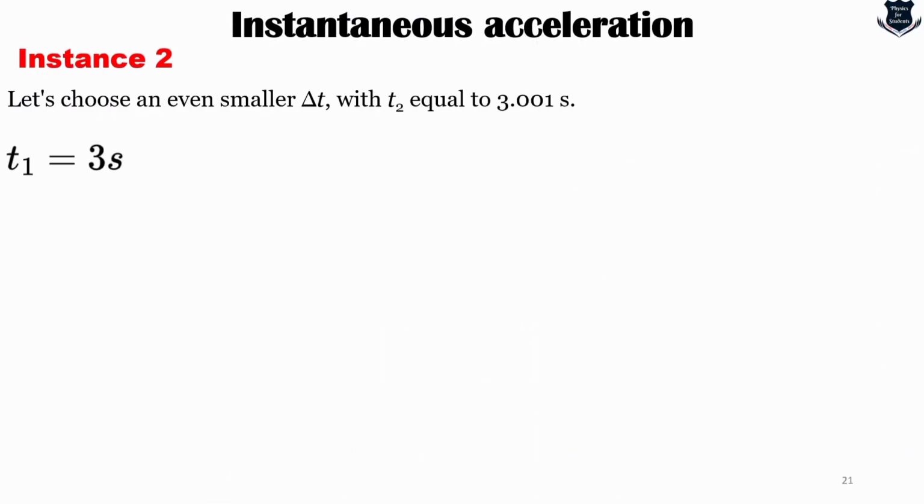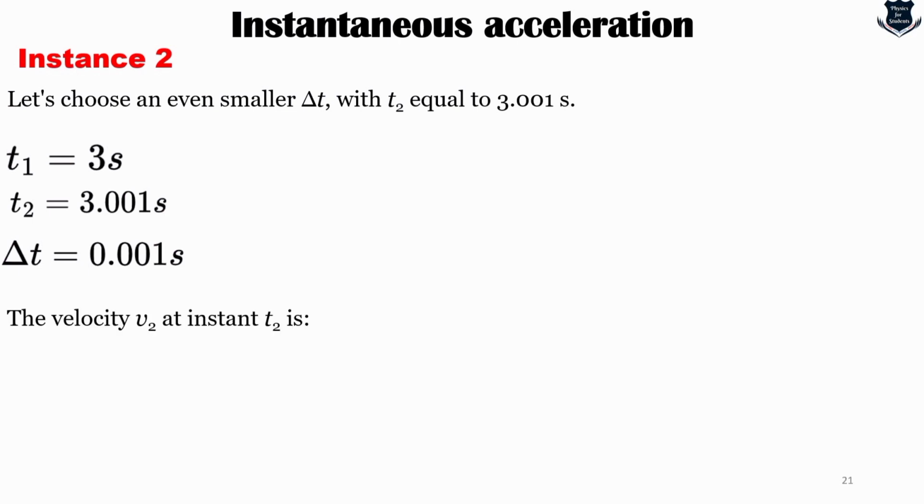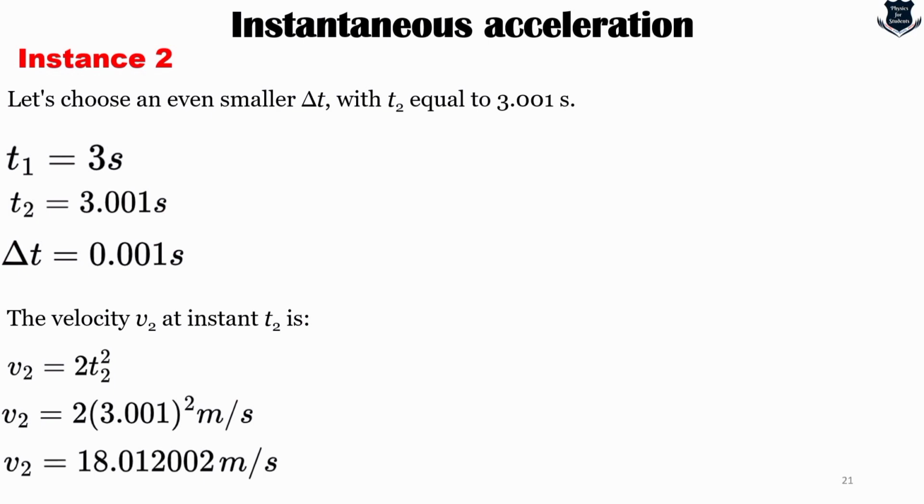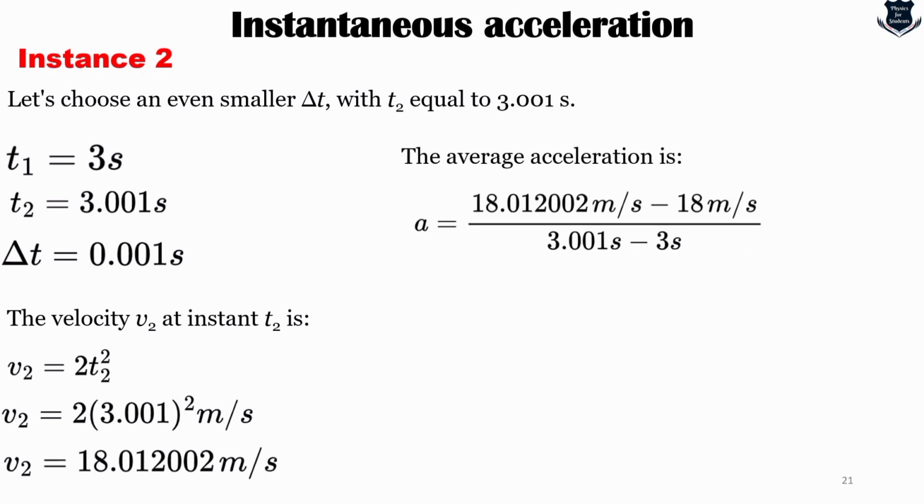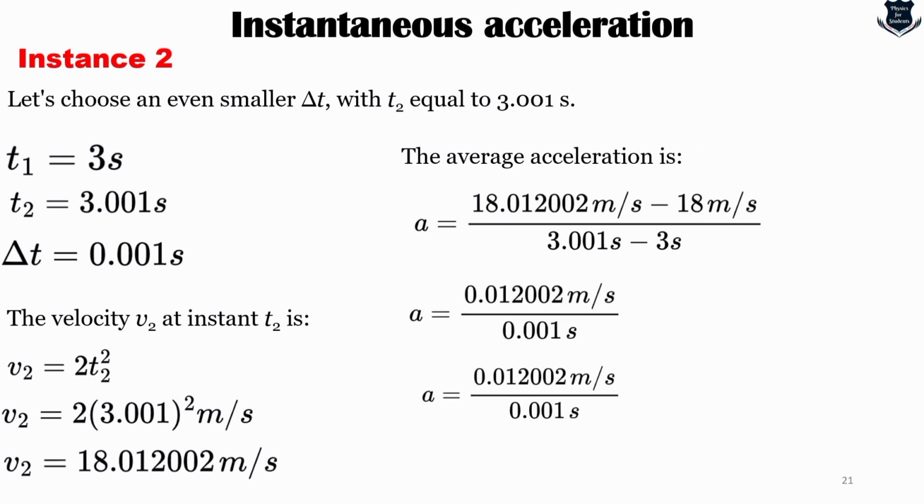In the second instance, we choose an even smaller time, that is 3.001 seconds. So we start with t1 equal to 3 seconds, t2 equal to 3.001 seconds, and delta t equals this one. So the velocity v2 at instant 2 would be equal to this, and it gives something like 18.01. Let us consider 18.01 meters per second. The average acceleration is this minus this, and further proceeding we get 12.002 meters per second square.